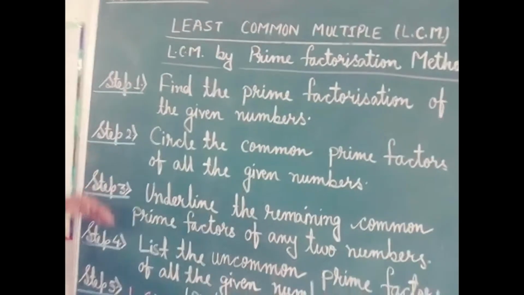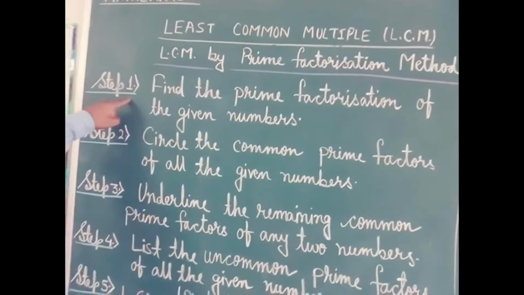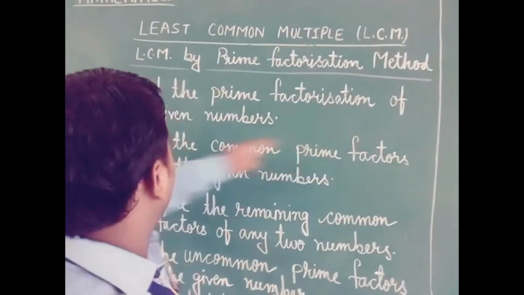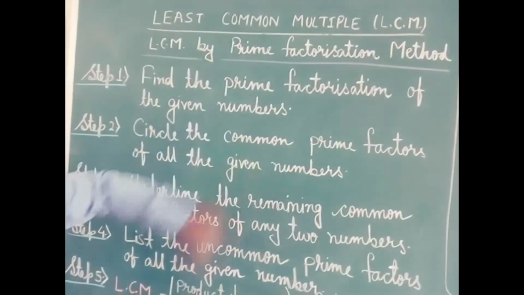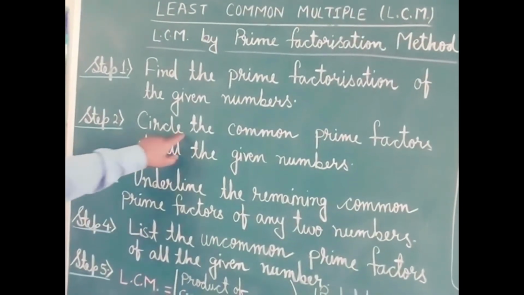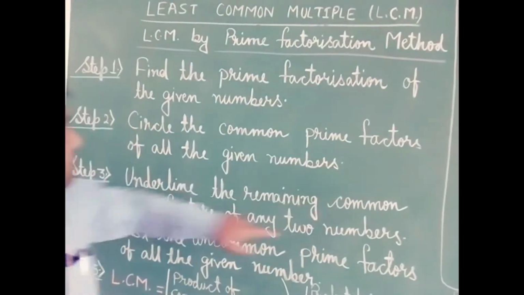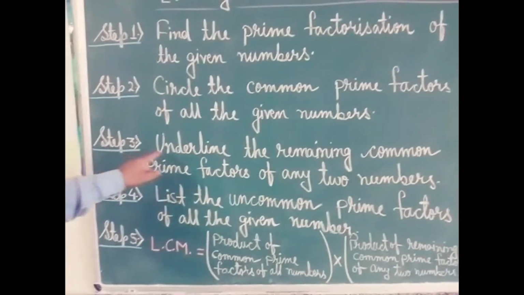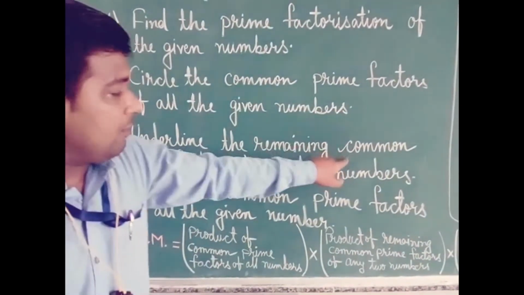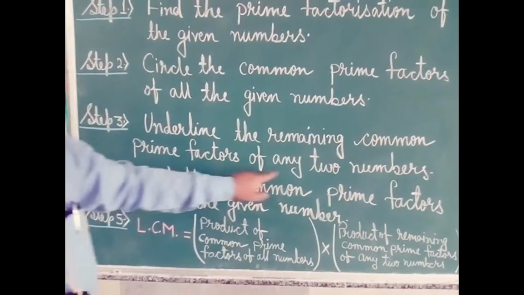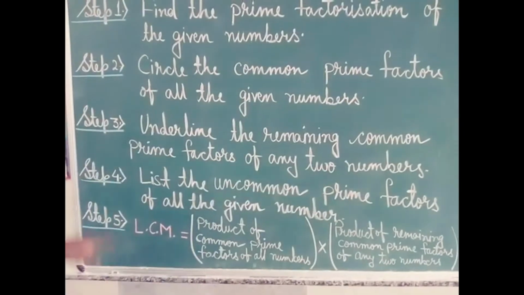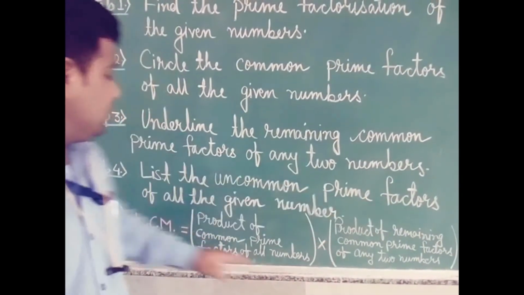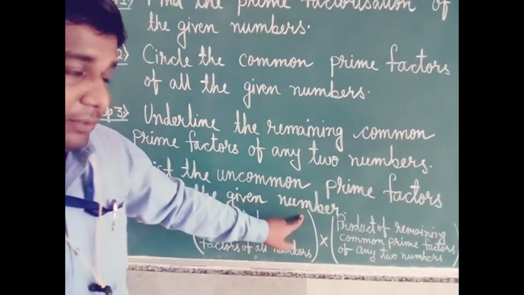Following are the steps. Step 1, find the prime factorization of the given numbers. Step 2, circle the common prime factors of all the given numbers. Step 3, underline the remaining common prime factors of any two numbers. Step 4, list the uncommon prime factors of all the given numbers.